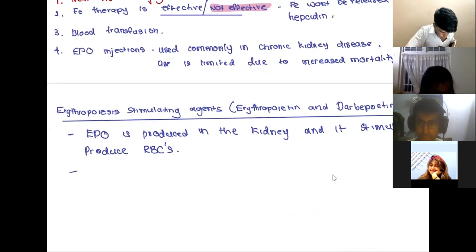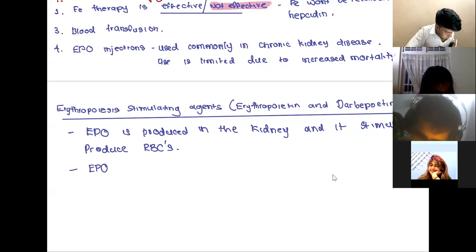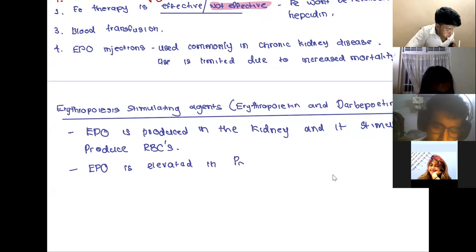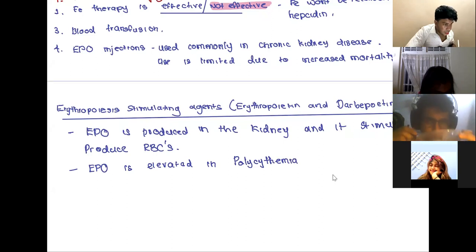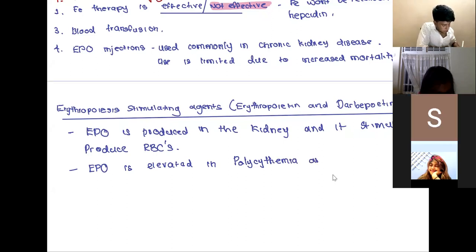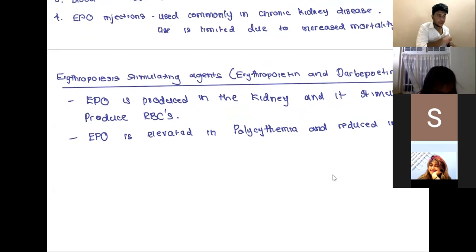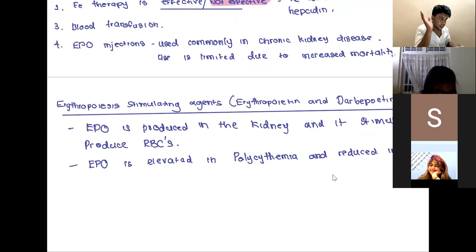The next one is, erythropoietin is elevated in polycythemia. This is a condition we didn't discuss yet, and reduced in chronic kidney disease, CKD. Okay. If you have chronic kidney disease, erythropoietin levels are low. If you have high erythropoietin levels, it could be because you have polycythemia.